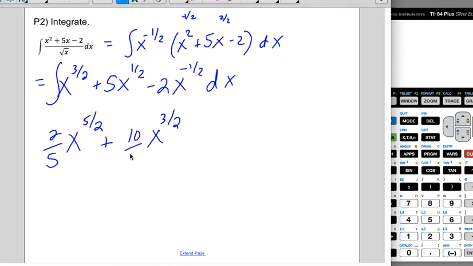So I'm going to get a 10 thirds here, because the 5 times the 2/3. And then I'm going to up the power by 1, which will be a positive 1 half. And then instead of dividing by a positive 1 half, I'm going to times by its reciprocal, times by 2. So I'm going to get a negative 4x to the 1 half plus c.